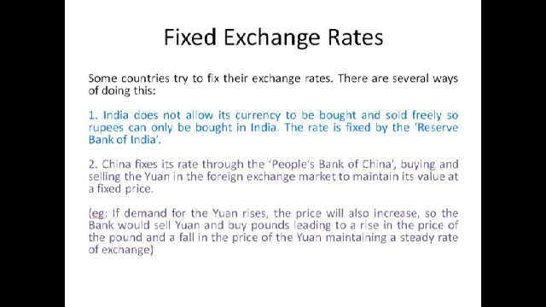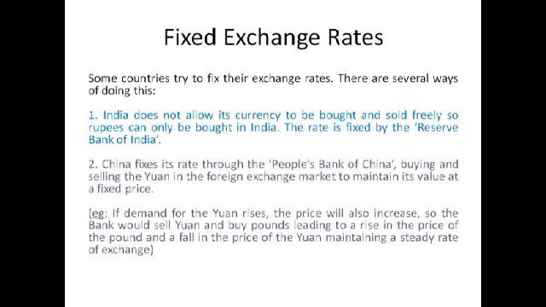And China does it differently. They do it through the People's Bank of China, which buys and sells the yuan, or however you pronounce it, in the foreign exchange market to maintain its value at a fixed price.